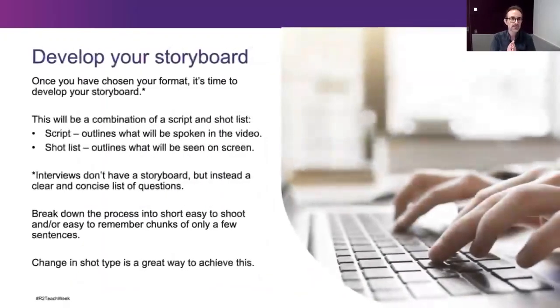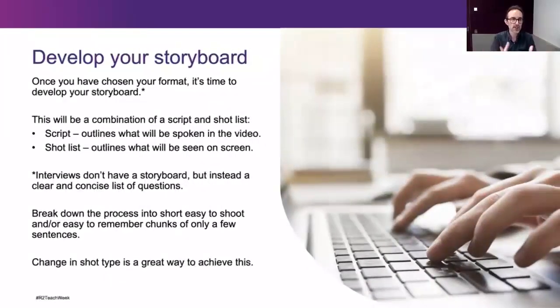So when you've decided on your format, it's time to develop your storyboard. So the storyboard, as I've mentioned, is a bit of a hybrid between a script and a shot list. And so a script outlines what is being spoken in the video, and then a shot list outlines what actually will be seen in the footage. So that's really, really important to map out exactly what's being said in a video, but also what's happening on screen or what things you need within the shot. And I'll show you an example in a moment.